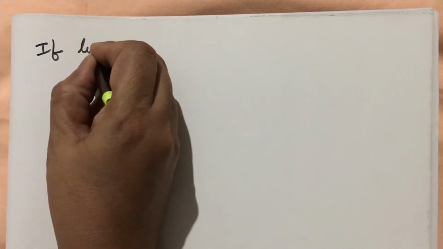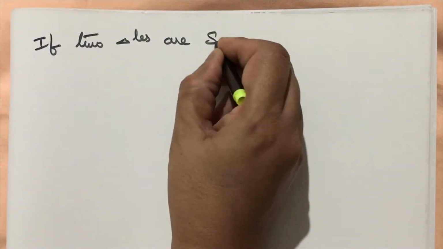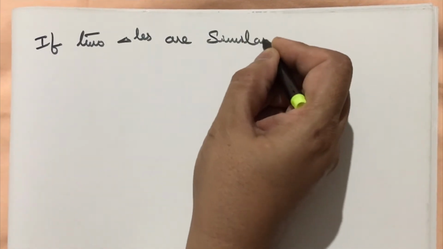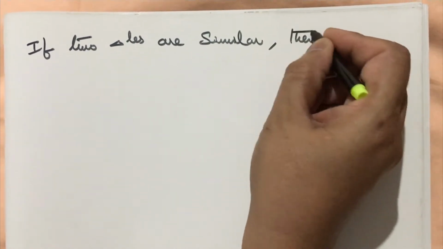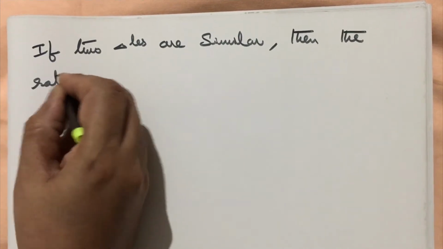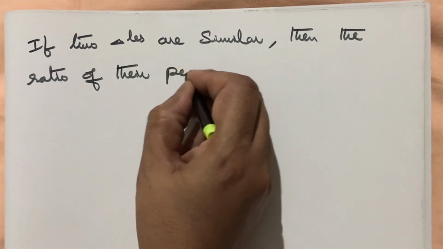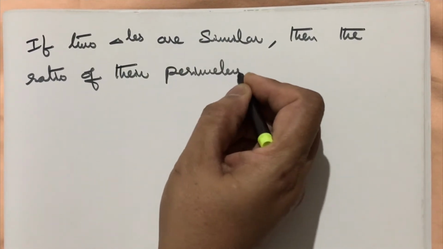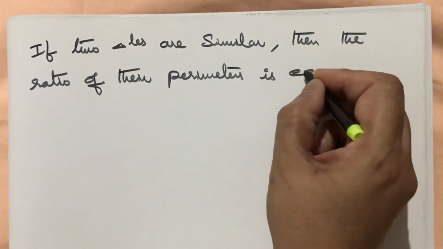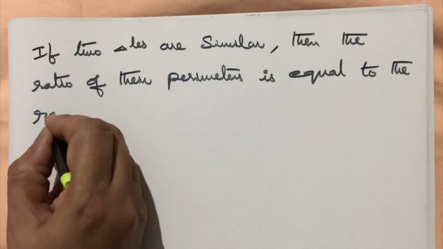That is nothing but, if two triangles are similar, then the ratio of their perimeters is equal to the ratio of their corresponding sides.